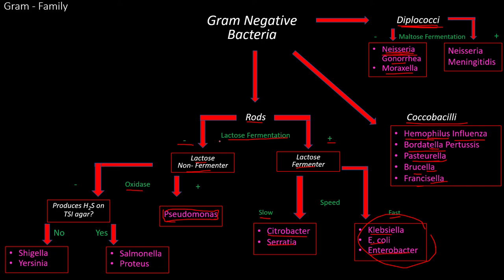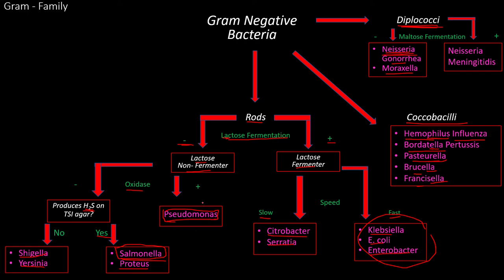If it's oxidase negative and lactose fermenting negative, then you have to ask the question, does it produce hydrogen sulfide on TSI agar? Does it? Yes: Salmonella, Proteus. Proteus can be seen through other things like swarming, but for Salmonella, you want to remember the hydrogen sulfide. This is very characteristic of it. If it does not produce hydrogen sulfide, so it's negative for everything: negative lactose, negative oxidase, negative hydrogen sulfide, Shigella or Yersinia. Yersinia, by the way, Yersinia pestis is what actually caused the Black Plague that destroyed medieval Europe. All right? It's kind of trivial nowadays, but it's interesting to know that these bacteria still exist.